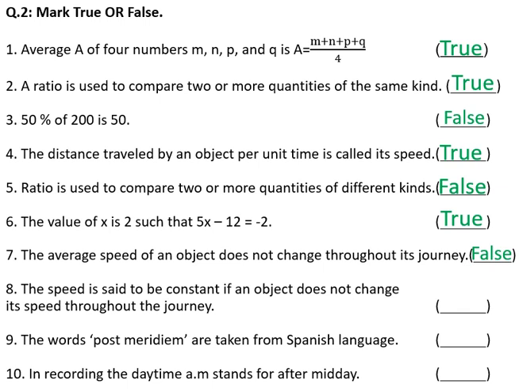Number 8: the speed is said to be constant if an object does not change its speed throughout the journey. Now here this is called constant speed, so this is true. The words post meridiem are taken from the Spanish language? No, these are taken from the Latin language. That's why this is false.